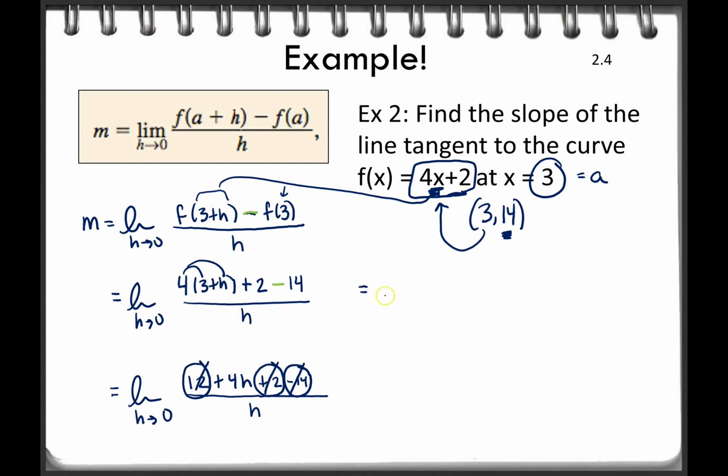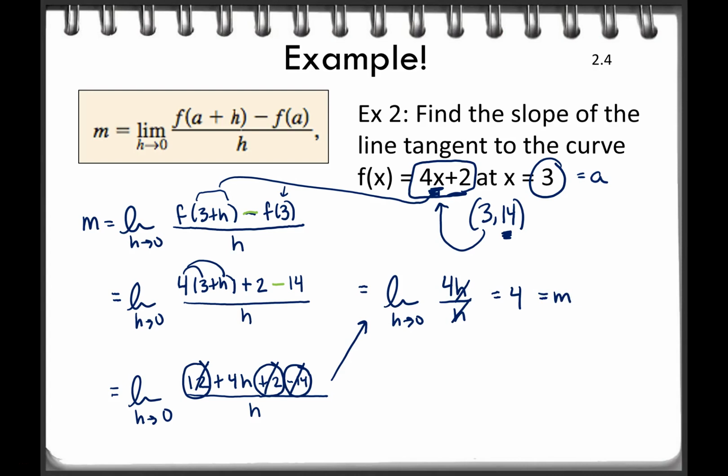So we're left with the limit as h approaches 0. And now I've got just a 4h over h. The h's cancel, and I'm just left with 4, which is kind of interesting, right? That means that we don't even have to plug in 3, and we get 4 as our slope, which we'll talk about why in a second. Kudos to you if you see why already.